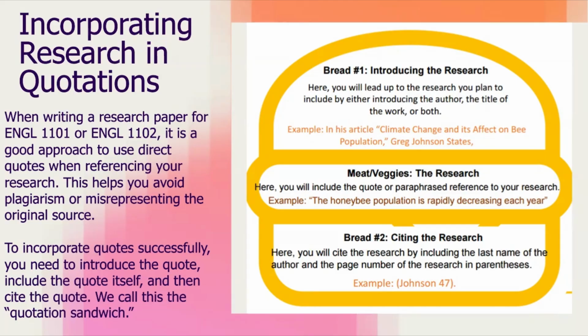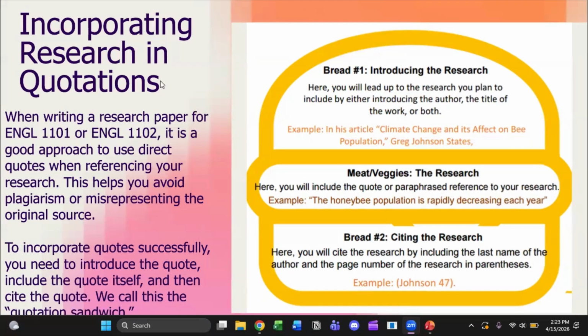So bread number 1, your first piece of bread, is going to be the introduction of research. Here, you will lead up to the research you plan to include by either introducing the author, the title of the work, or both. So here's an example. All of this is a made-up example, by the way. In his article, Climate Change and Its Effect on Bee Population, Greg Johnson states, okay, so the title of the article is Climate Change and Its Effect on Bee Population. Greg Johnson is the author of that article. And so this is a good introduction phrase or sentence to lead into the direct quote that you're going to use from the article.